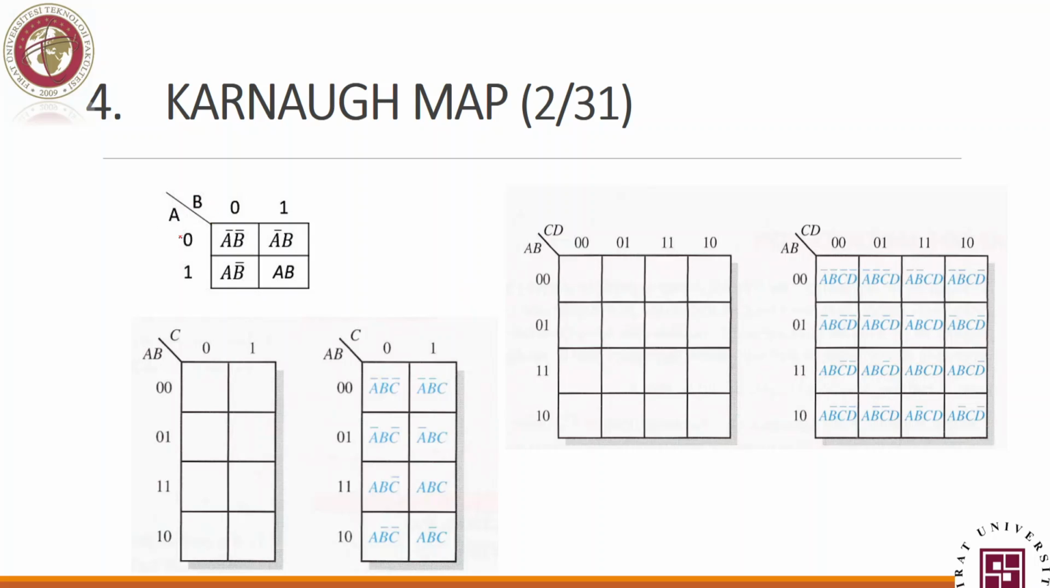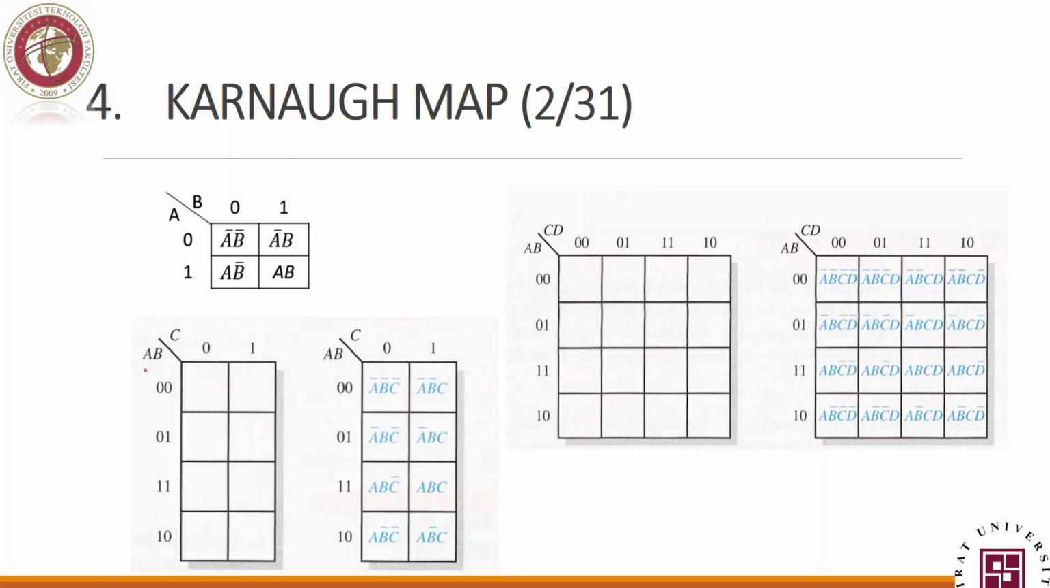So for 2 variables, this is extremely simple. A could be 0 or 1, B could be 0 or 1, then map all of them. All the possibilities: A bar B bar, A bar B, A B bar, or A B. That's it. Alright, so how can we place ones here? I'll explain about it in a few slides, not now.